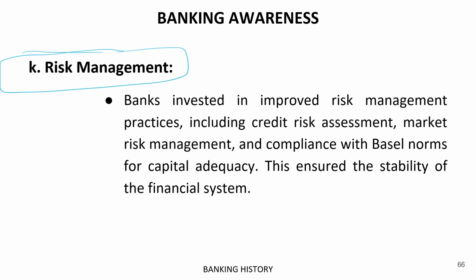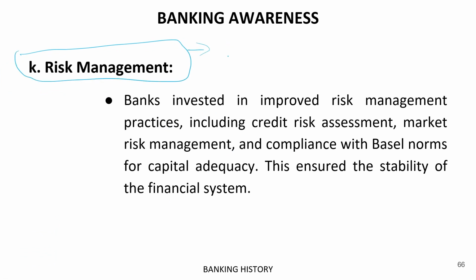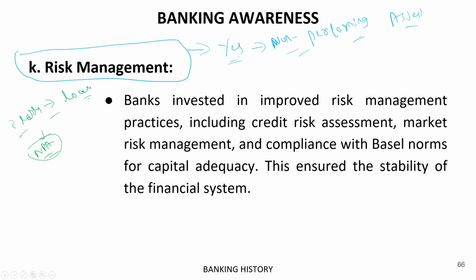Thereafter, the risk management. Banks invested in improved risk management practices, including credit risk assessment and market risk management, and complied with Basel norms for capital adequacy to ensure the stability of the financial system. So basically, if we talk about risk management, is there any risk available to the banks? Yes. One kind of risk we had discussed already, which is known as the non-performing asset, right? It was a risk. If you remember the example I told you, the bank had granted rupees 10 lakh as a loan and the account holder turned it into an NPA, a non-performing asset. Neither the interest nor the principal amount was returned to the bank. So this is the risk because the bank has totally lost the 2 lakhs.